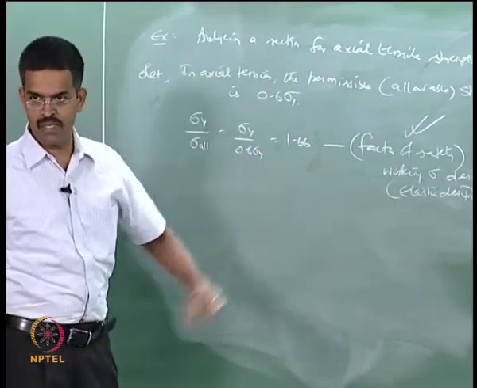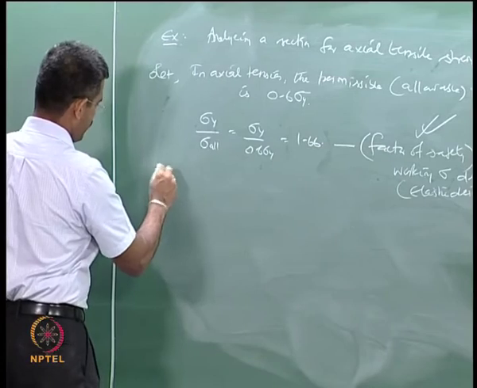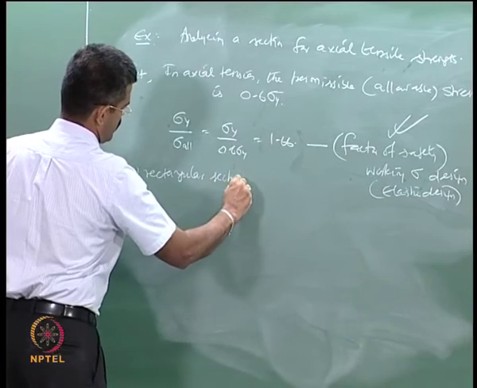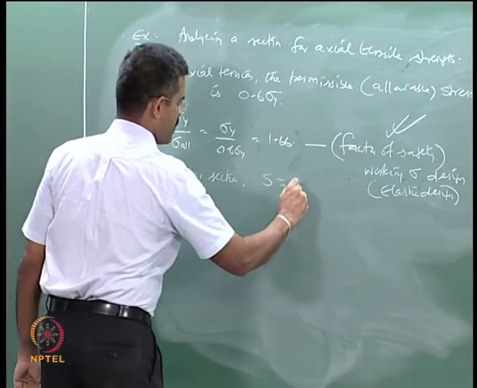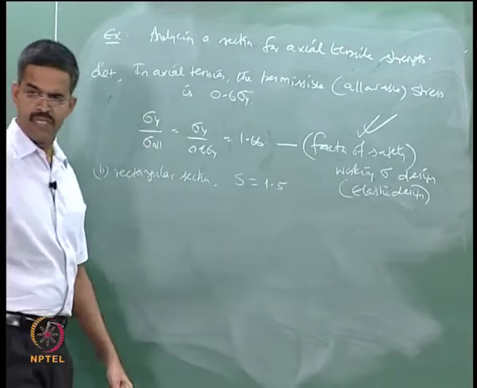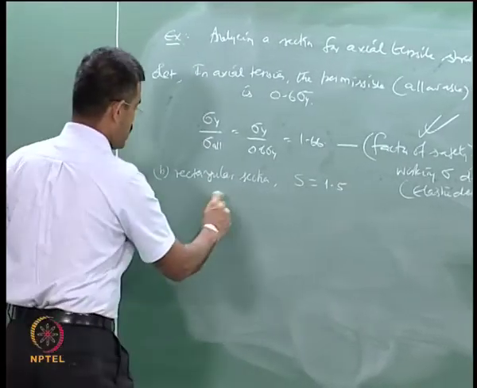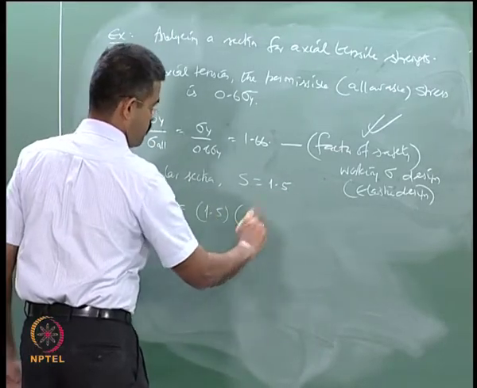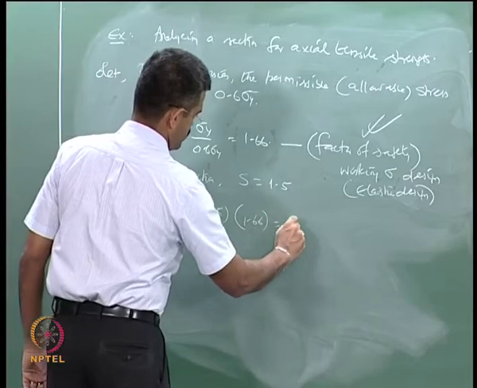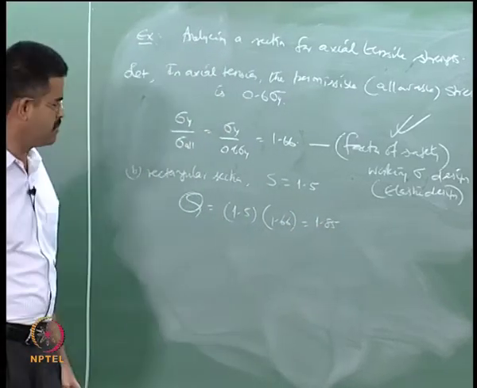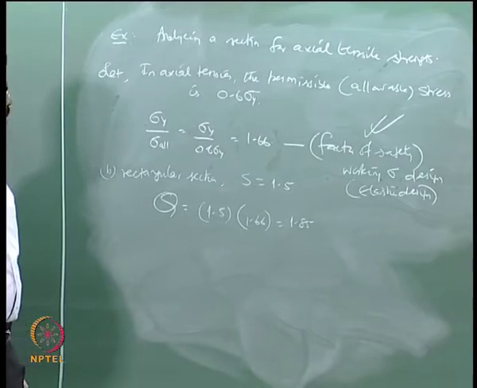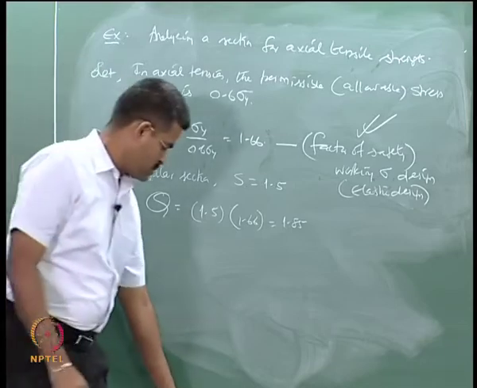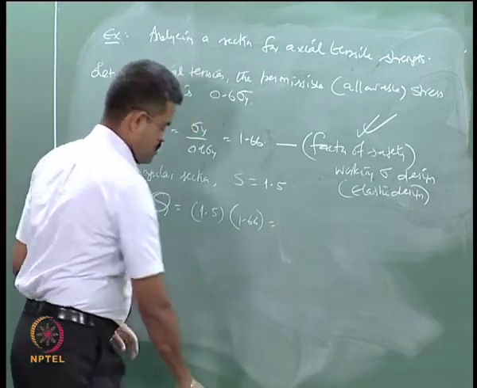Now let us apply this to plastic design. Let us take a rectangular section, for which the shape factor is 1.5, we have derived yesterday. So you will see that the load factor, which is 1.5 times 1.66, which is about 1.85, I think. Please check this. How much is this? 2.4.